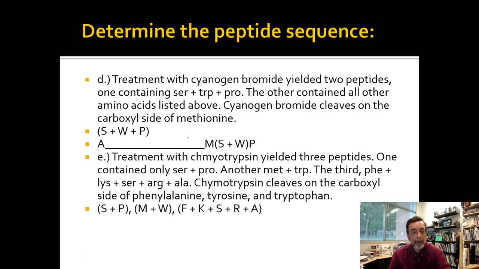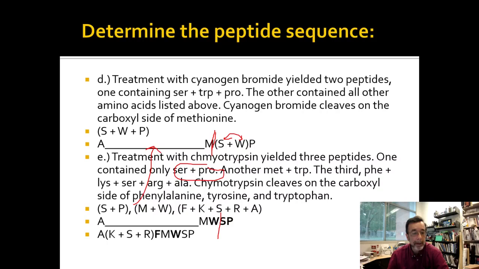So I get this information from part E. I put this information together with that information, the previous slide, and I know that WSP, because I get a serine and proline together, those must be together, and the W must be over here, and the serine must be over there. In other words, I know now that it's MWSP, and this will cut it right here. The chymotrypsin will do this cut, whereas the cyanogen bromide did this cut.